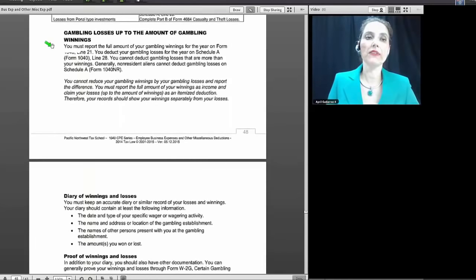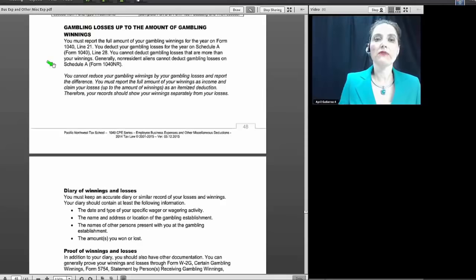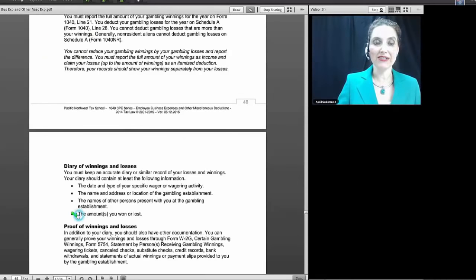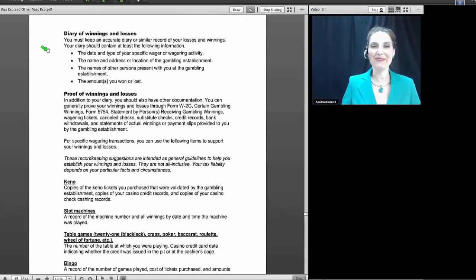Let's talk briefly about gambling losses up to the amount of gambling winnings. You must report the full amount of your gambling winnings for the year on Form 1040, line 21, and then to the extent that you have winnings, you are allowed to claim losses. But you are supposed to keep good records of your losses. And the IRS has quite a system in here to catch people who maybe aren't keeping as good a track of their losses as they want.